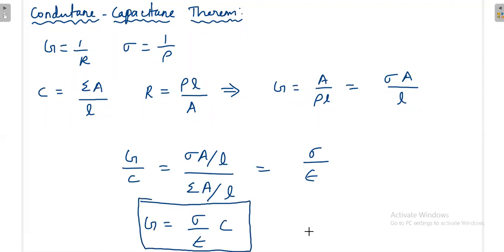Then you try to prove the unit relationship. You know the unit of G, the unit of conductivity, the unit of permittivity, and the unit of capacitance. Finally you prove that the units on both sides are the same. That means in some cases, if these parameters are given, G can be replaced by this equation. That is the idea.